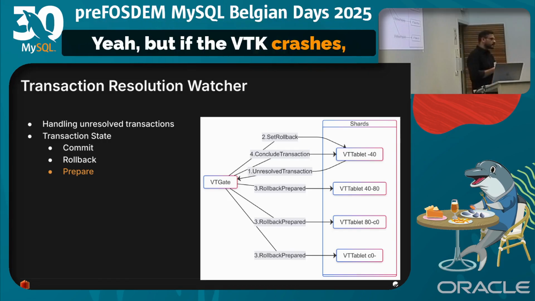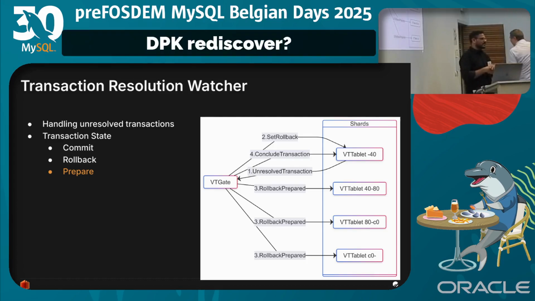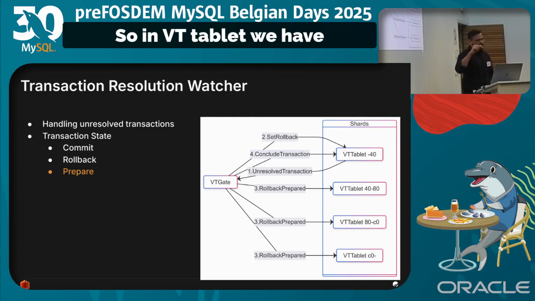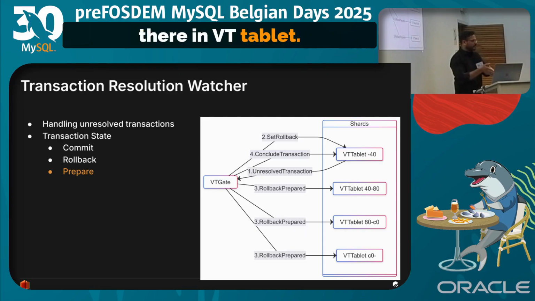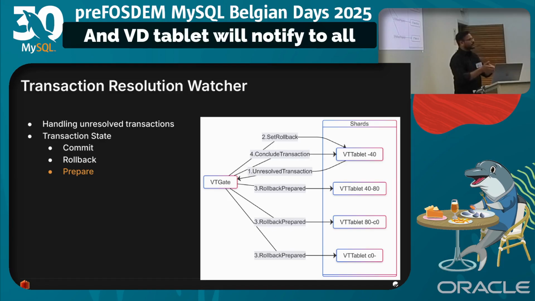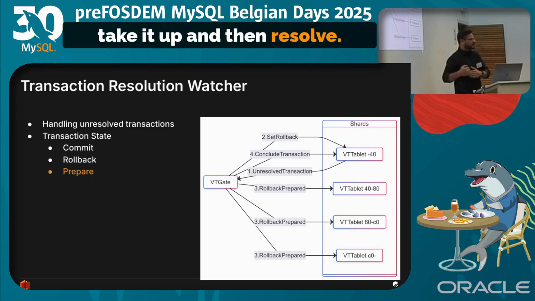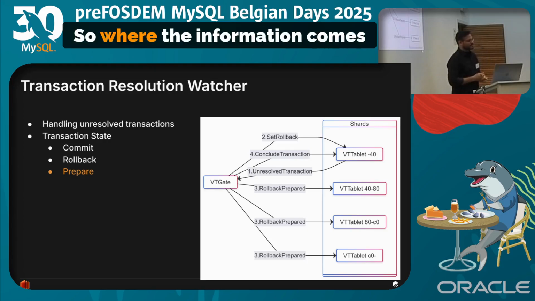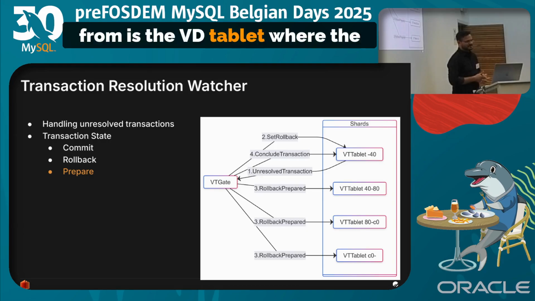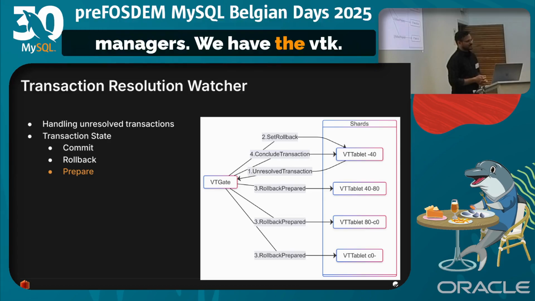But if the VTGate crashes, the transaction needs to be taken over by another VTGate. How does that other VTGate rediscover it? Yes, in VTTablet we have the watcher I mentioned. VTTablet will notify all the VTGates that this is pending, and then one of the VTGates will pick it up and resolve it. So the VTTablet that has the metadata is the one telling VTGate that it needs to resolve it, and VTGate can ask for further information if required.